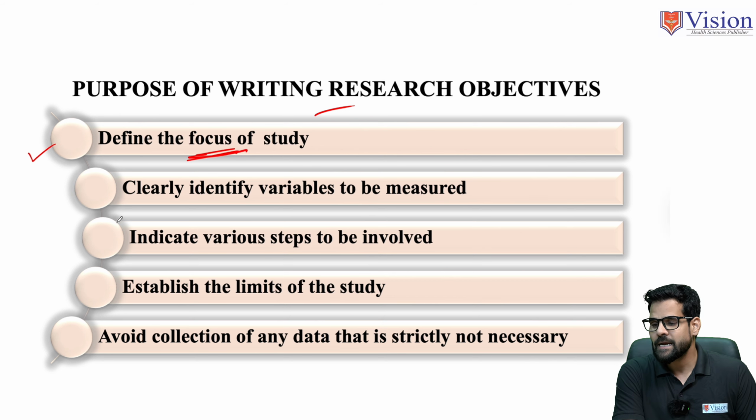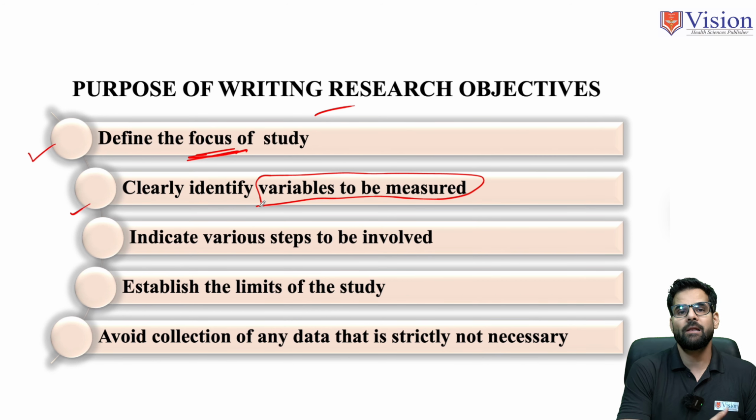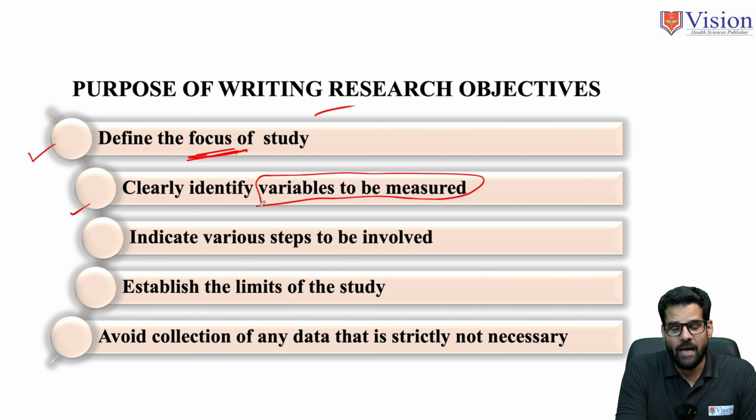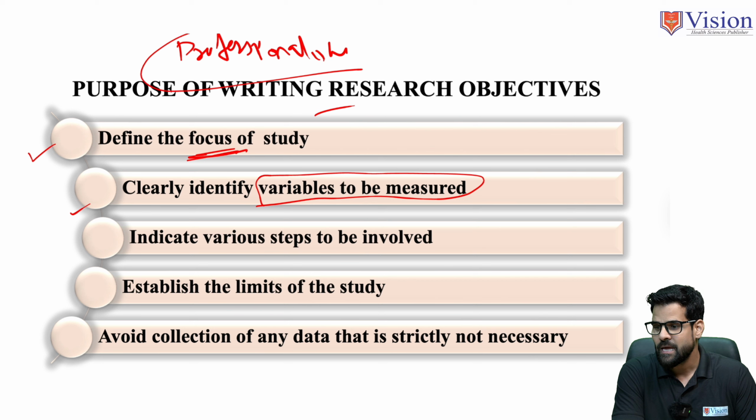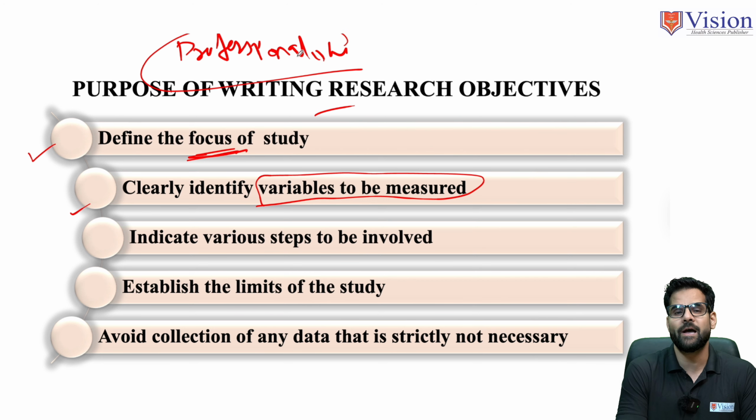So that is focus. Second is to clearly identify the variable to be measured. Your objective will have your variables, and objectives will help you understand what variable you need to measure. For example, in the previous example, it is about professionalism among nurse educators, so the variable is professionalism. You want to measure the professionalism. If I want to conduct a study on the prevalence of hypertension in a particular area, then the measurement of prevalence of hypertension will become my variable.